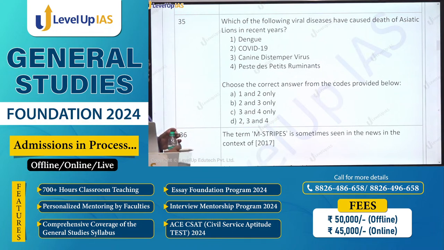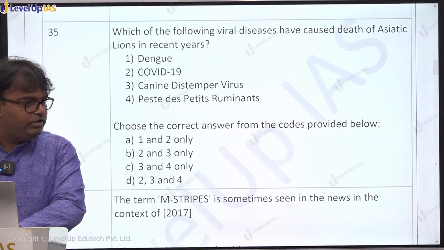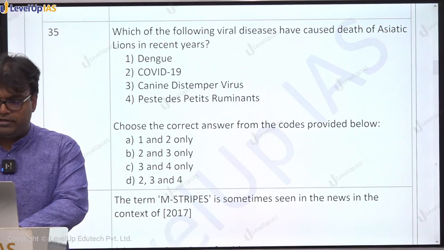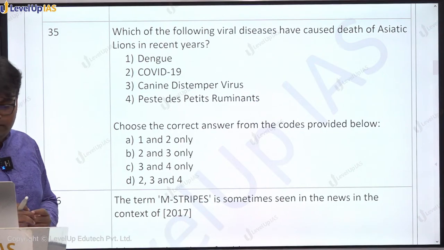Okay, that's the point. Which of the following viral diseases? Peste des petits ruminants. Let me check. Was it a viral disease? Yes. Nice point. Let's check it once. It will be in your notes also, have a look. Because it was a disease which affected RBC, this is that same disease. It is viral. Okay, it's viral. So what will be the answer? 2, 3, and 4. 35 answer would be D.